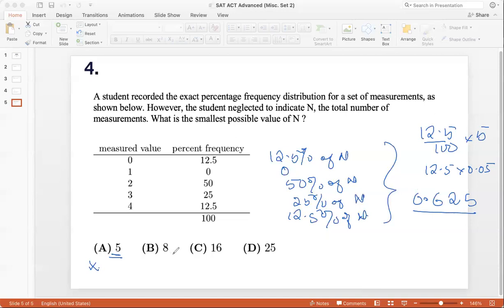If I look at 8, then 12.5% of 8 is 1, 50% of 8 is 4, 25% of 8 is 2, and 12.5% of 8 is 1. So in fact, with 8, I am getting whole number values for each of these frequencies. So this should be my answer. 16 will also give me whole number values, but I'm looking at the smallest value of n. So I already have 8 as an answer. And 25 won't give me whole number values because just as with 5, 12.5% of 25 would be a decimal. So the right answer here is 8.